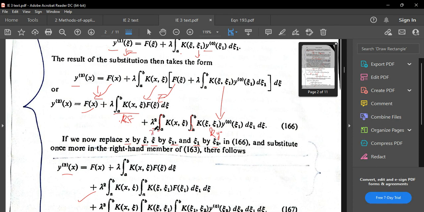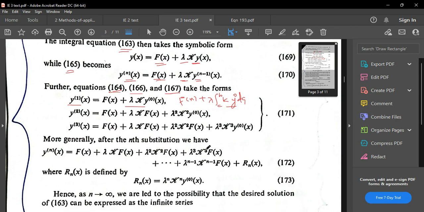That is, here we will get lambda square into integral capital K script K of y naught. What is this? It is script K into script K of y naught, that is script K square y naught. What will we get? The script K square y naught lambda square.